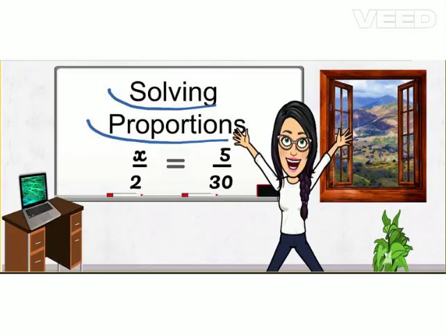Today, we're going to be doing some solving of proportions. First, let's review what a proportion is. It's an equation with an equal sign. The equal sign tells us that two ratios or fractions are equal. So, in this example, we see that x over 2 is equal to 5 over 30. In today's lesson, we'll be solving for x using several different strategies.